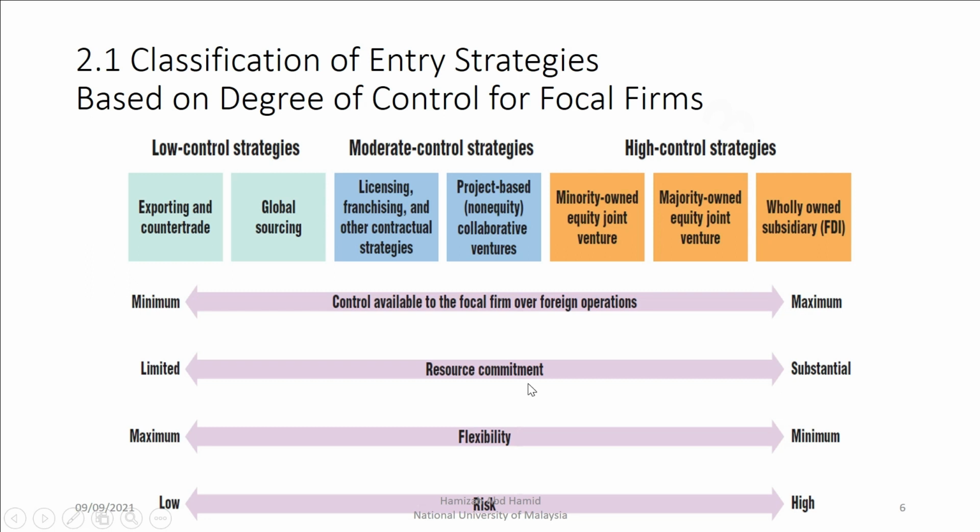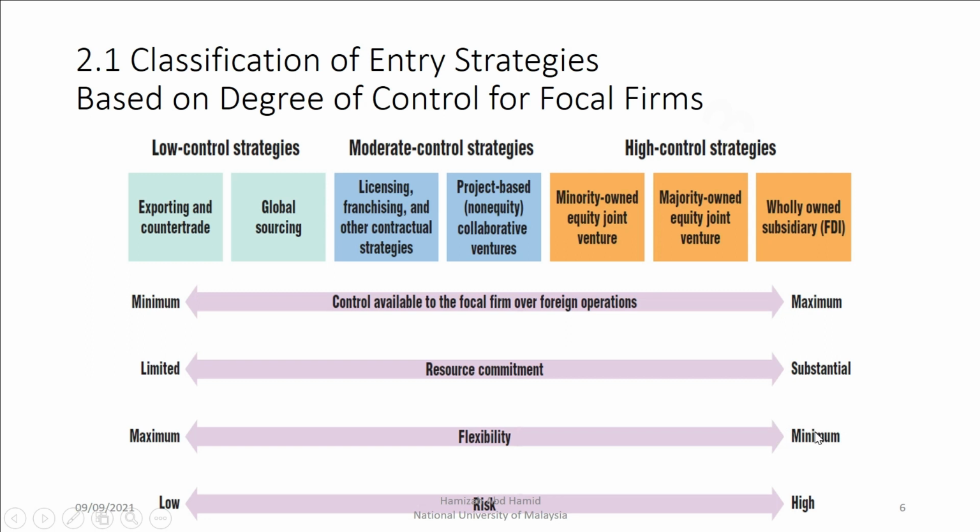Resource commitment juga berbeza. If you own, you will pay more, so you get more control. So high control dekat sini adalah high control strategy, but the resource commitment or the amount of investment that you have to make is much higher than low control strategy. But the flexibility for low control strategy adalah lebih tinggi. Kalau tak suka, you can leave the country.